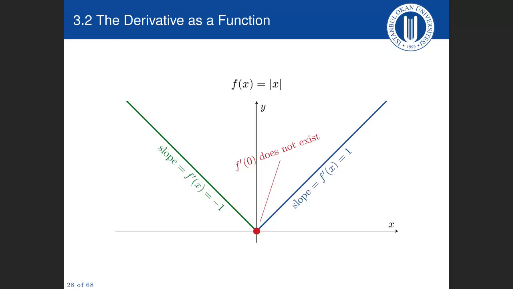Let me show you a graph of this function. On the right, on the blue part of the graph, the slope is equal to 1. On the left, where I've drawn the graph in green, the slope is equal to minus 1. And in the middle, at the red point, when x is equal to 0, the derivative does not exist.